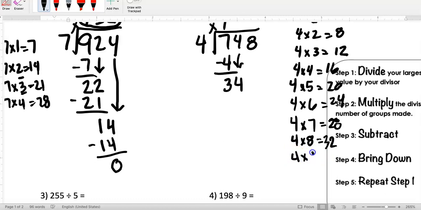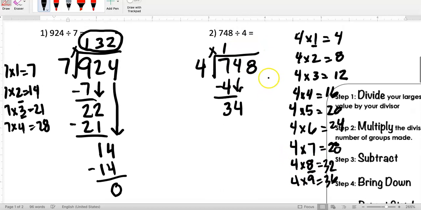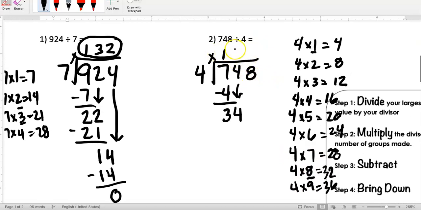And let's see if we can get even closer than that, which I doubt. And we cannot. So we got 4 times 8 is equal to 32. That's the closest we can get. So that 8, I'm going to go ahead and put above this 4, because 4 can go into 34 8 times. 8 times 4 gives you 32. 34 minus 32 gives you 2.